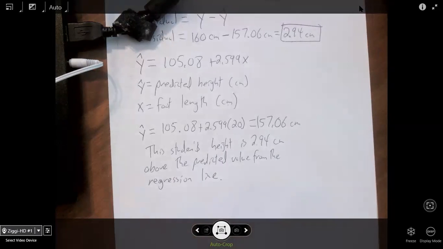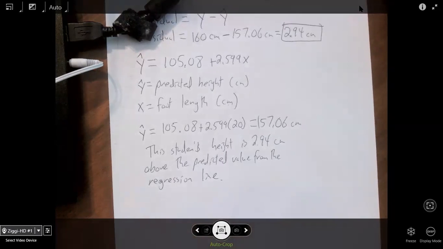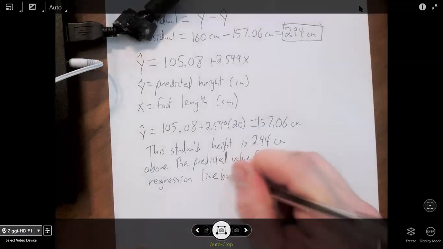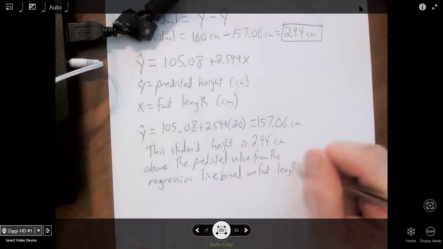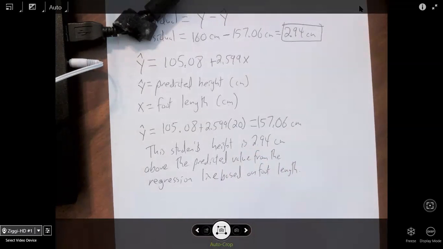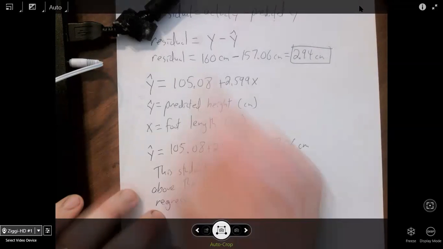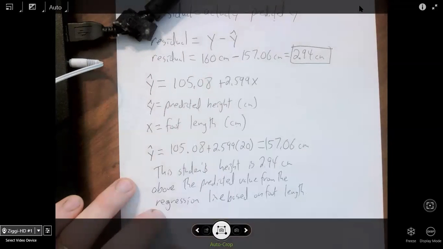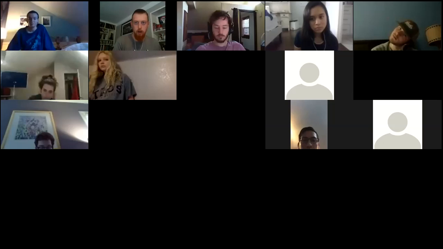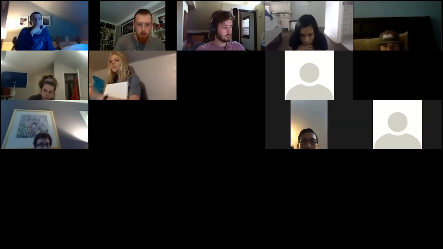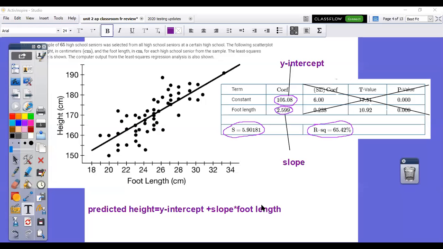The actual text from the College Board answer key is the high school senior is 2.94 centimeters taller than expected based on his or her foot length. So from the prediction line based on foot length, we can add some extra context there. Okay, so that's the residual, not on the formula chart, but easy to remember. So let's keep on going. Let's look at part B. What's going on in part B?